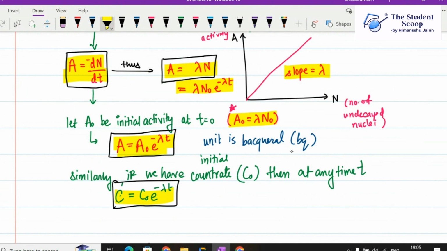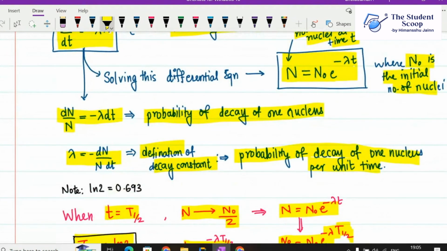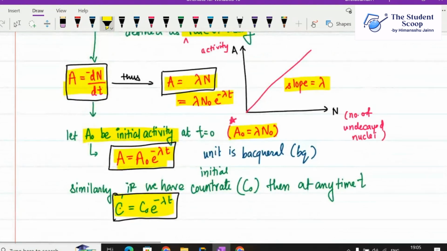Even the count rate is having the same. So activity, if A naught is initial activity, then we get an equation which is similar to N, A naught into e raised to minus lambda t, and even if we replace A with a count rate, even the count rate will have the same exponential curve, which is given by a similar kind of equation. Okay, so all those equations have very similar form because all of them follow exponential decay, and then the equations are carried into questions. Okay, is this clear so far?